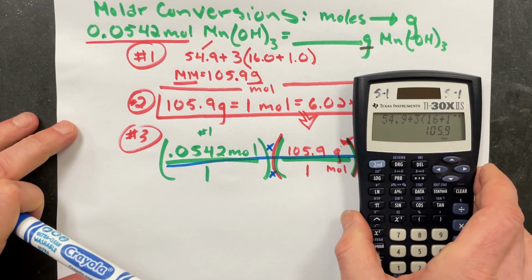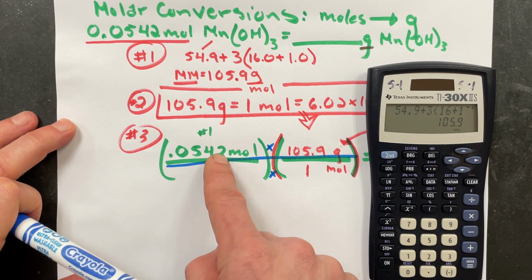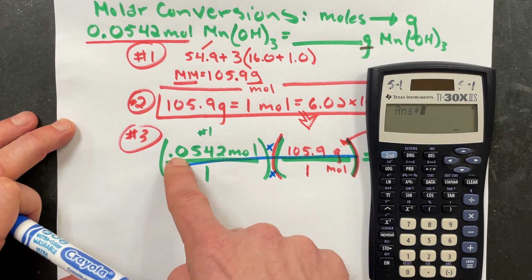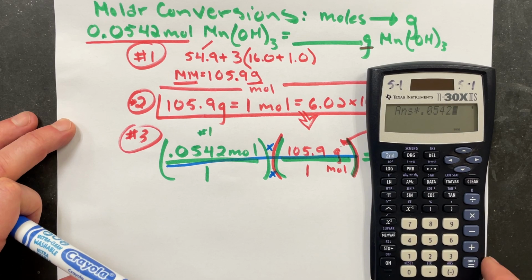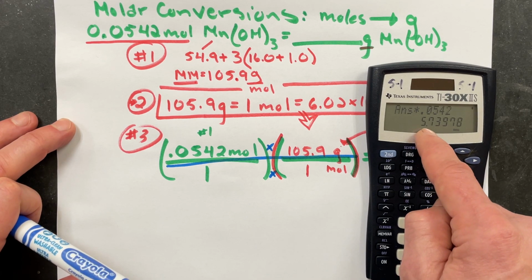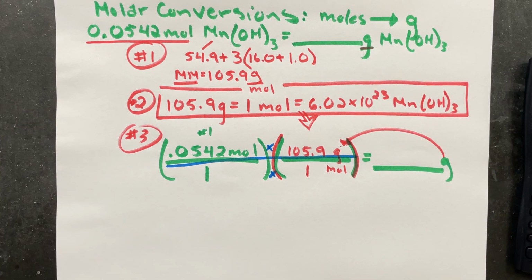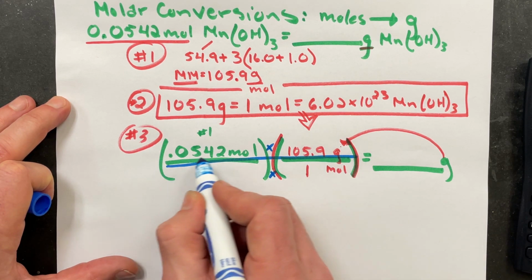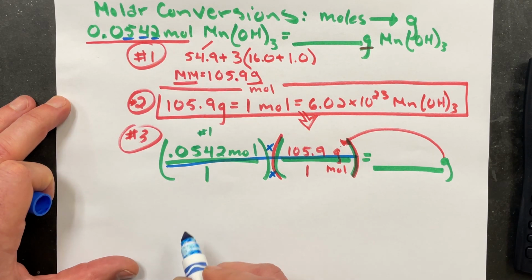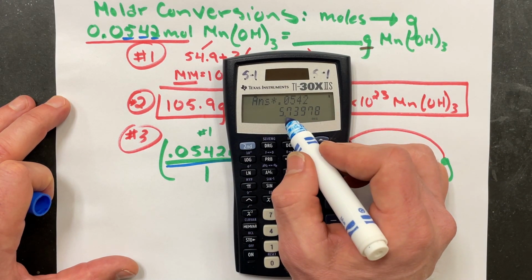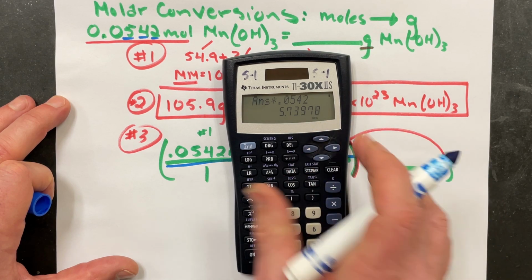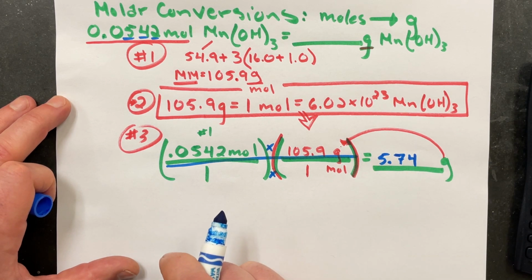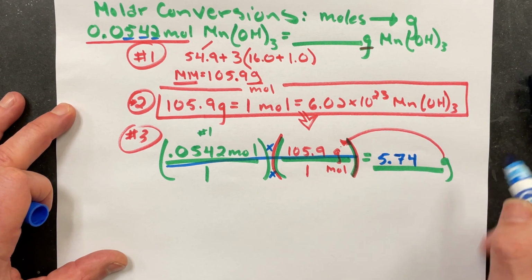So let's plug this into our calculator. We have 0.0542 times 105.9. I already got that in the calculator, so let's just multiply that by 0.0542. And we get 5.7. I'll just leave it at 5.7. If we're being super accurate with sig figs, let's see if I messed up anywhere. Yeah, so we got 3 sig figs right here. So our answer, we could do 3 sig figs, 5.74. The 3 rounds up to a 4. And that is grams of our manganese hydroxide.